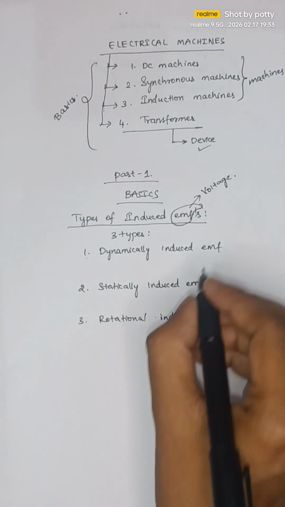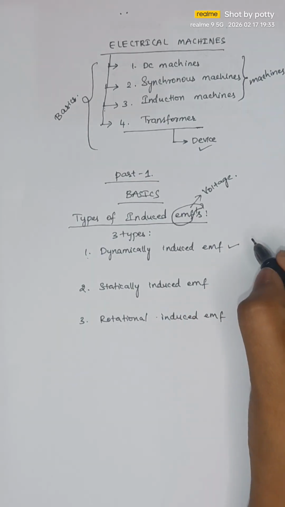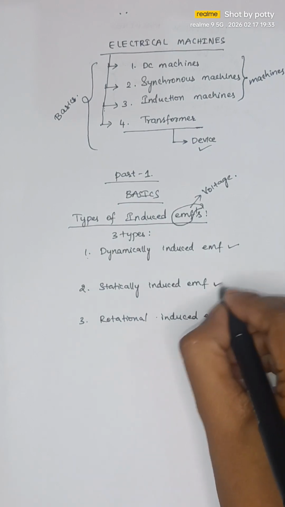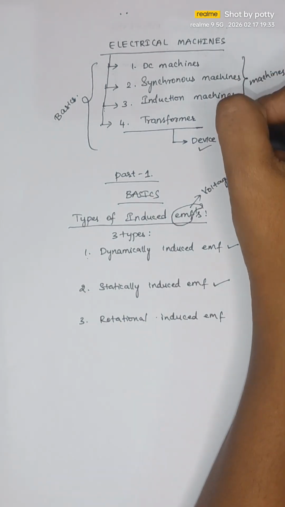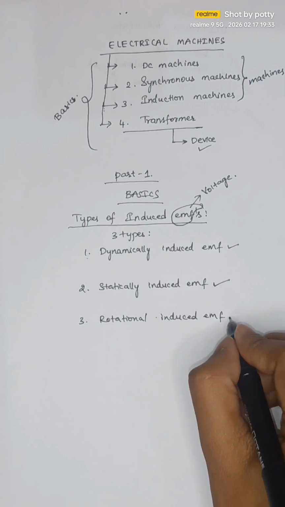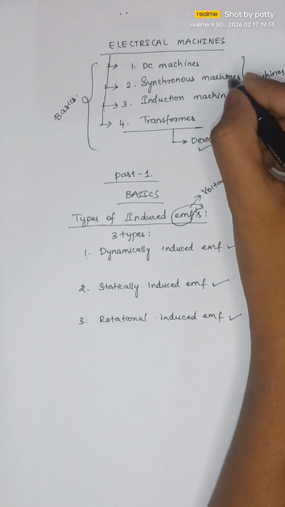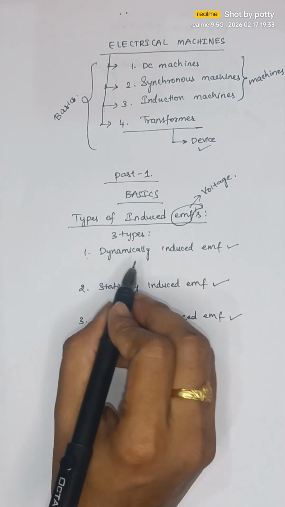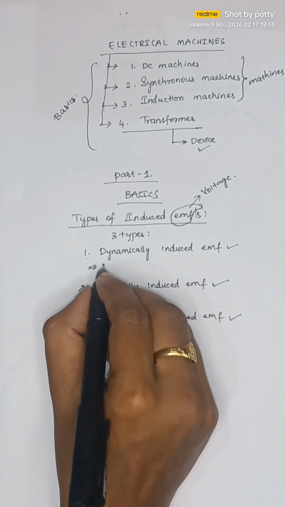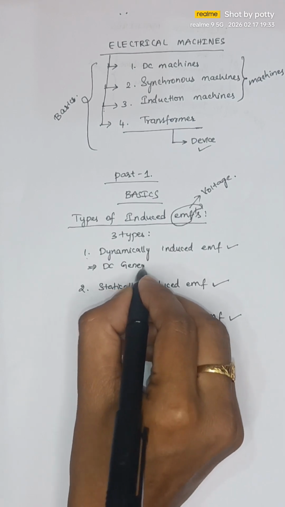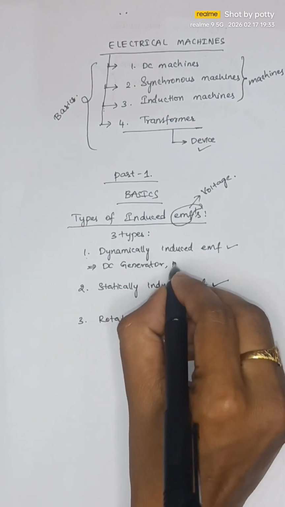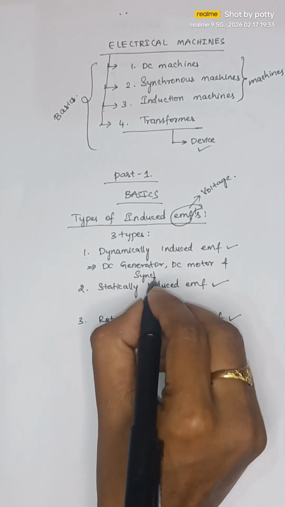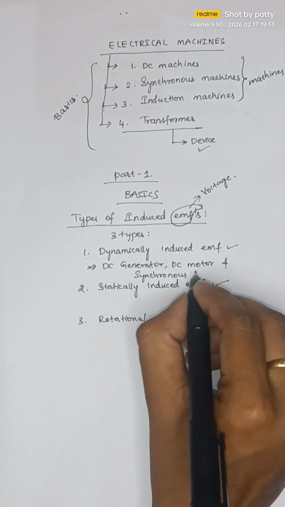First we try to learn where the dynamically induced EMF we can observe in these four parts of the machine, where the statically induced EMF we can observe, and where the rotational induced EMF we can observe. Let us know that. Dynamically induced EMF we can observe in DC generator, DC motor, and synchronous generator.